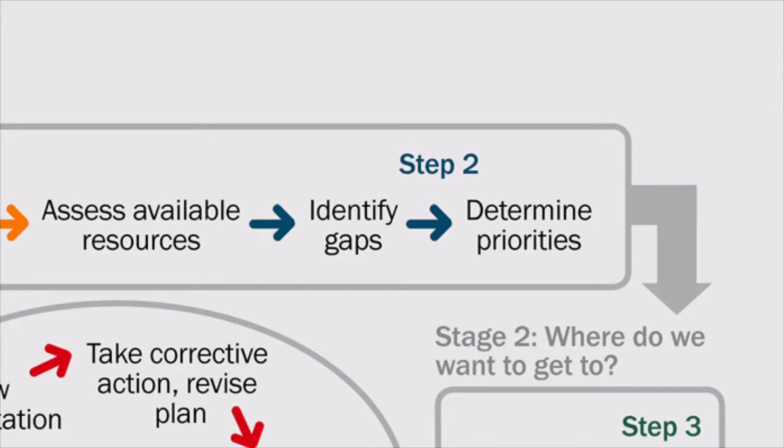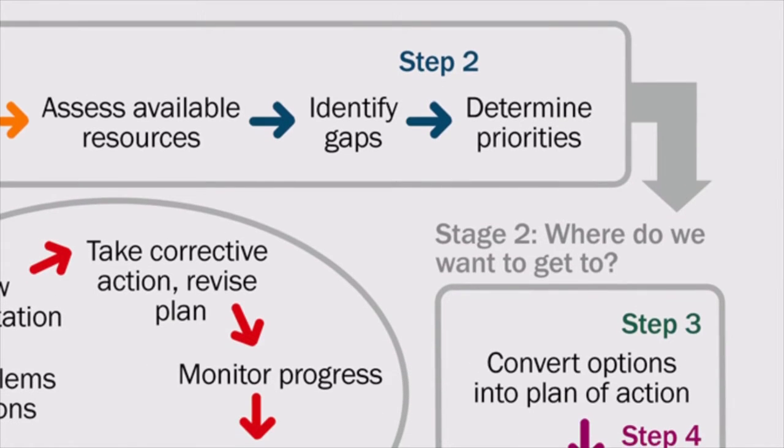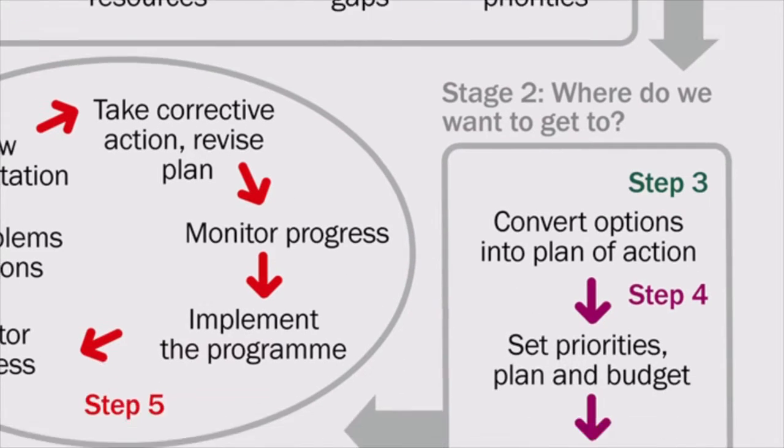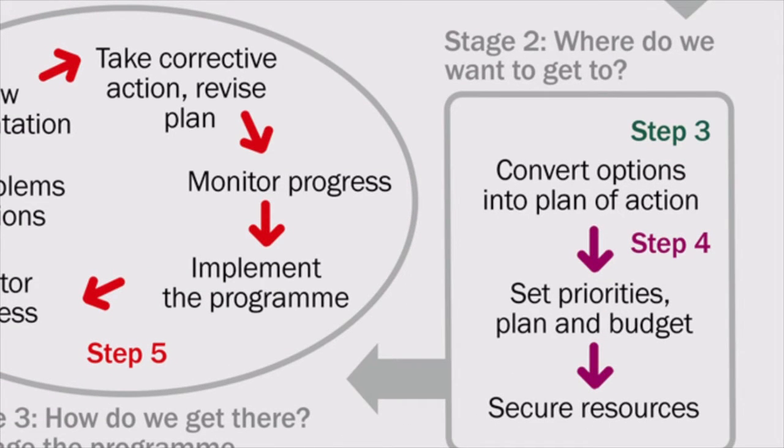Stage 2 of planning involves understanding where we want to get to. And there are 2 steps to program planning activities in this stage. In step 3, we convert the prevention strategies we have already identified in step 1 into a plan of action with clear objectives which have targets and indicators. And in step 4, we prioritise our objectives and create a budget and timetable for the activities needed to achieve them. We also, vitally, secure the resources we need to carry out the plan.